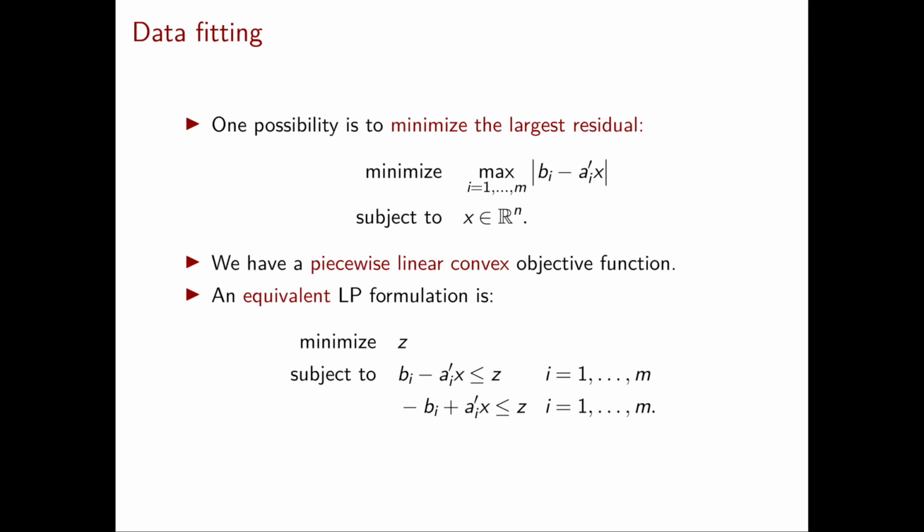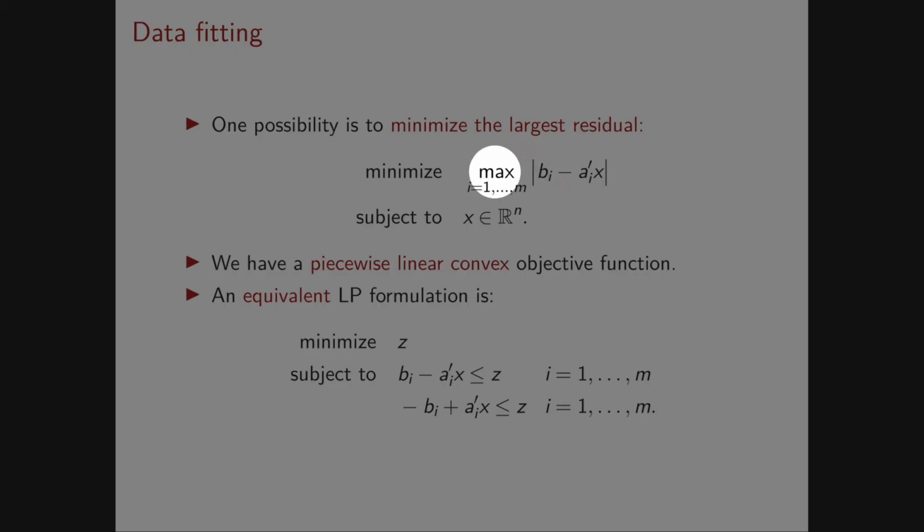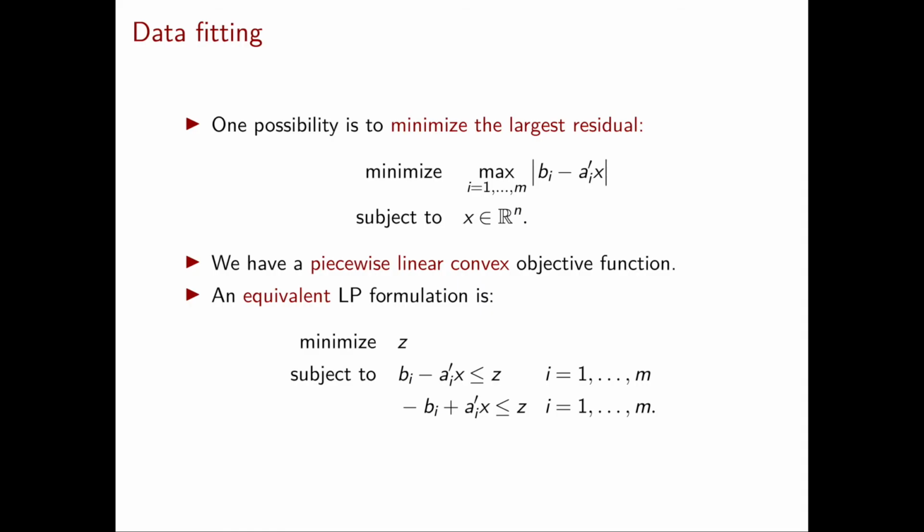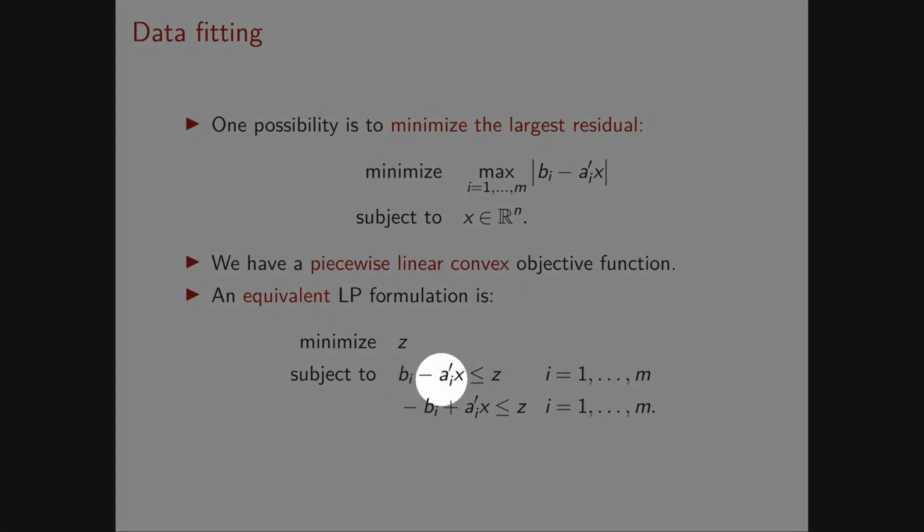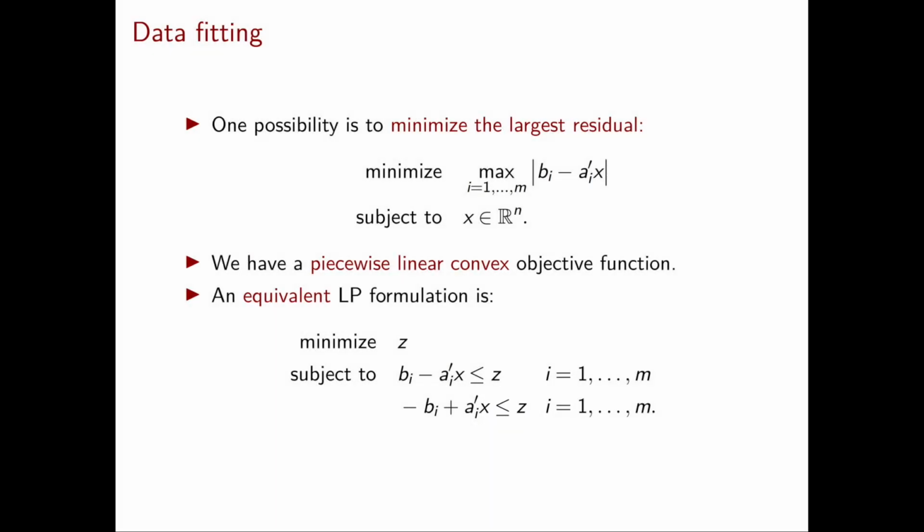So we can immediately write a linear programming formulation for this problem. We replace the piecewise linear convex function with a z, and then add the 2m inequalities that say that every affine linear function inside the max is less than or equal to z. And here they are. In this way, you can solve your data fitting problem with a linear programming problem.